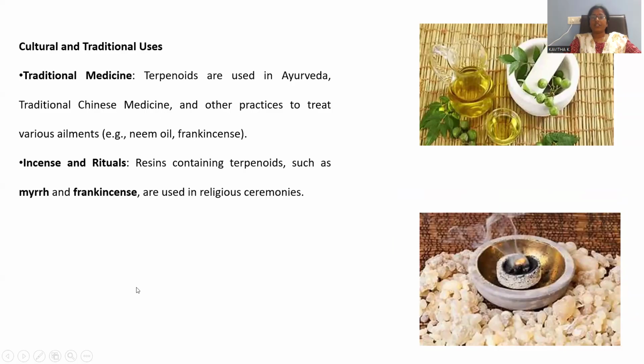Cultural and traditional. Cultural traditional means neem oil. Everybody is aware of the neem tree, right? Neem oil, frankincense. Neem oil in the sense, if you are extracting oil from this neem tree, that is called neem oil. Neem fruits are present, neem flowers are present, neem leaves are present. We can grind them very finely so that neem oil will be extracted.